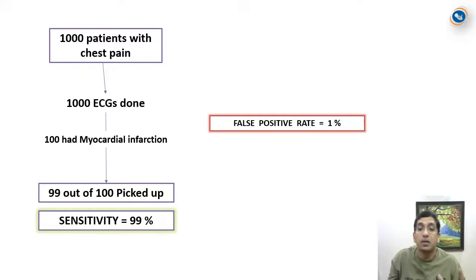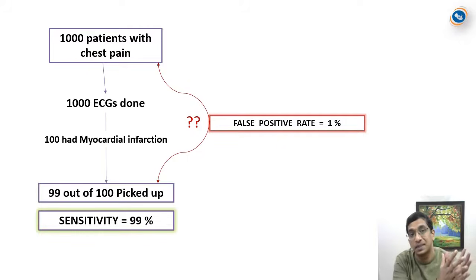Every test has something called a false positive rate, wherein the test will say that something is wrong, but actually nothing is wrong. Okay, so let us say that ECG has a false positive rate of 1%. Now I want you to think, does this 1% apply to those 1000 patients, the entire population who came with chest pain, or does it apply to those 100 cases of heart attack which were actually there in that population?